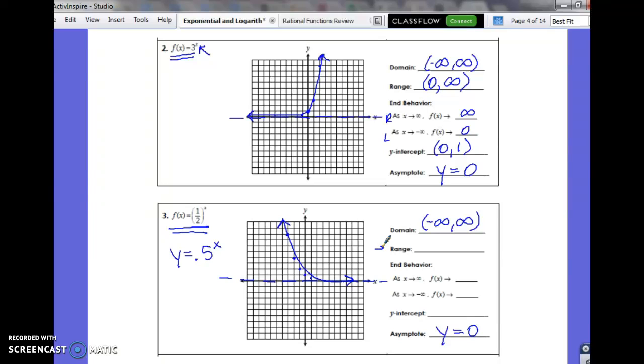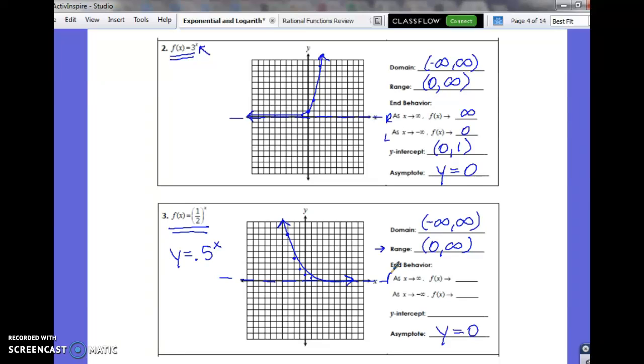Range is y's. Okay, what's the lowest y value? No matter which side of the graph it's on, what's the lowest y value that graph is trying to get to? 0. It's still 0. And it's still going up forever. It's just been reversed, or it's actually a y-axis reflection, okay? But it's still, 0 is the lowest y value the graph's trying to reach, and the other side is still trying to get to infinity, okay?